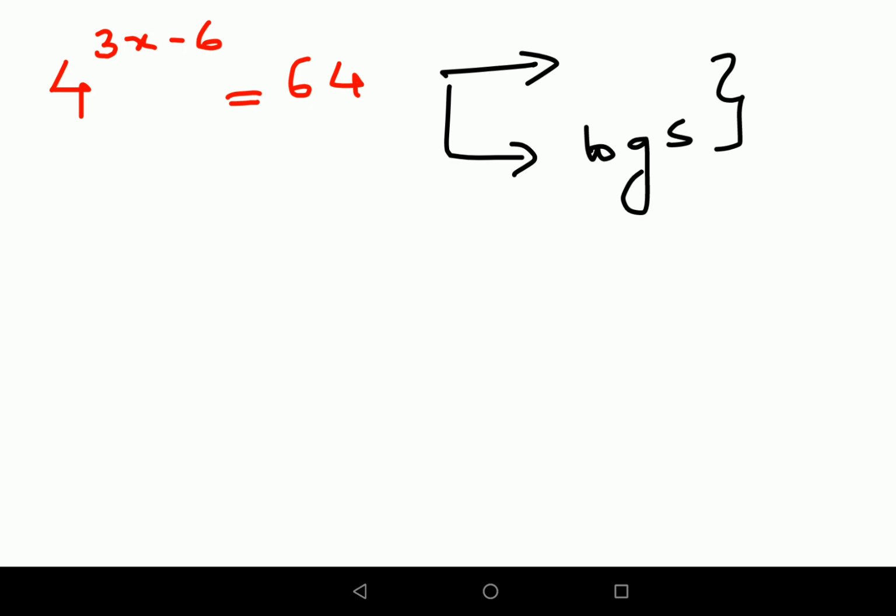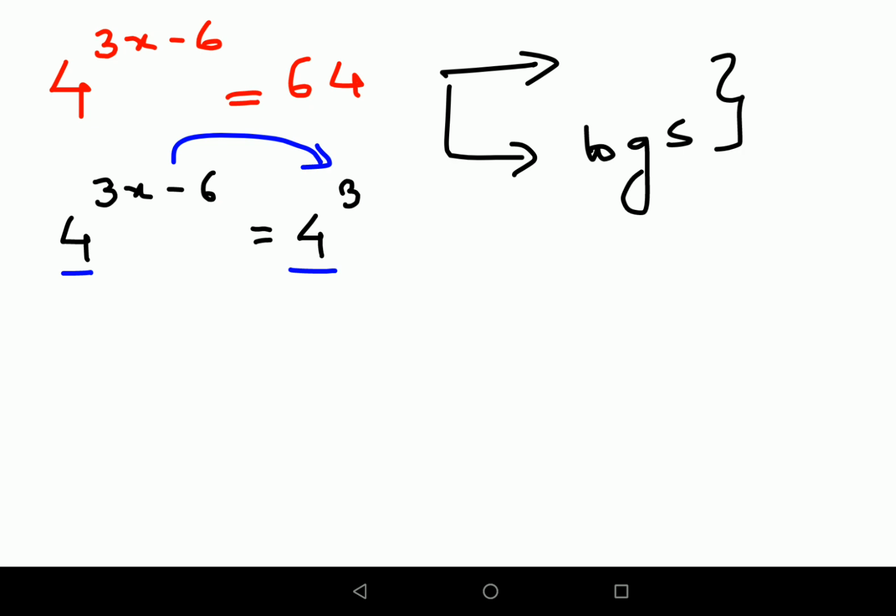So here we have 4 raised to 3x minus 6, that is equal to 64. Now if you remember clearly, or if you have a clear idea of roots, you can say that 64 is nothing but 4 cube. And once you reach this step, the entire sum can be solved orally, because since the bases are same, I can directly equate the indices. That is the basic law of exponents and indices.